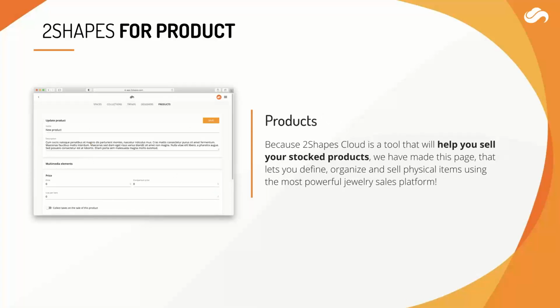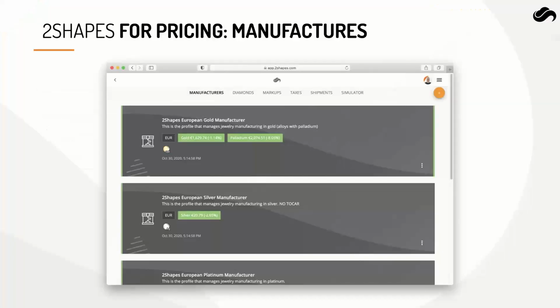And here in products is where you can define the static products, like the watches or the things that you already have in stock. Okay, talking too fast, I think. But there are a lot of things to show you today.